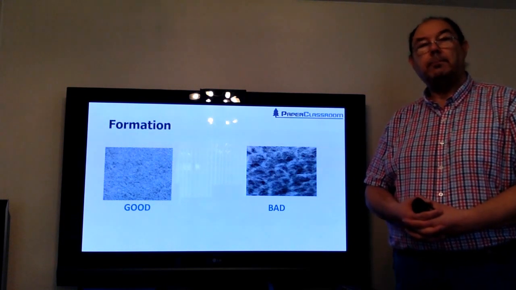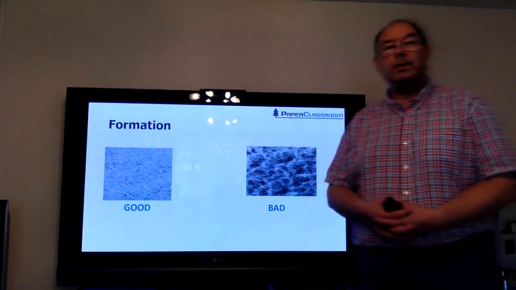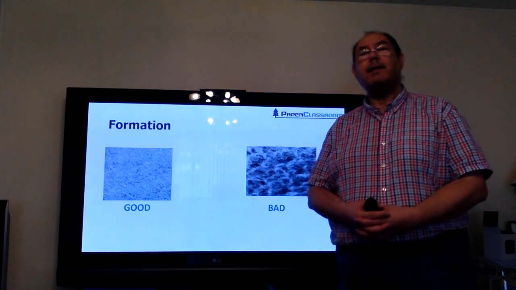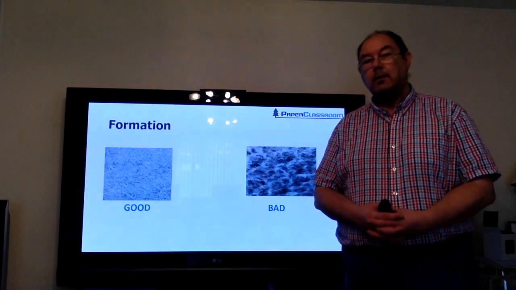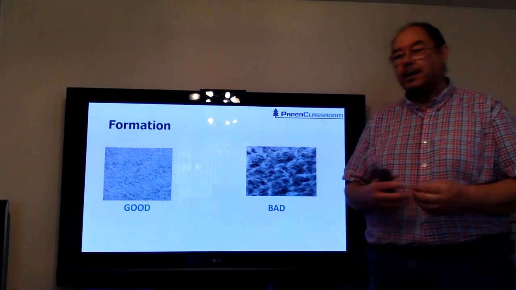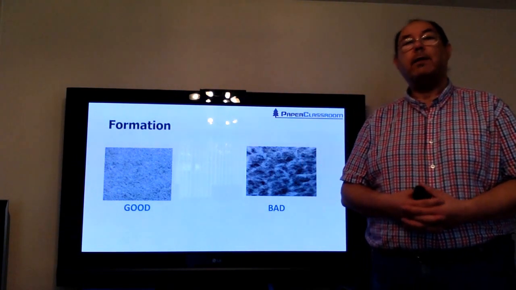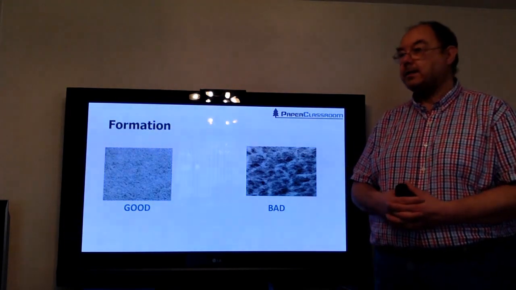The most common fault that people refer to, of course, is often formation. So we might ask ourselves, what is the definition of formation? Well, formation is really the evenness or unevenness of a sheet when viewed through transmitted light.